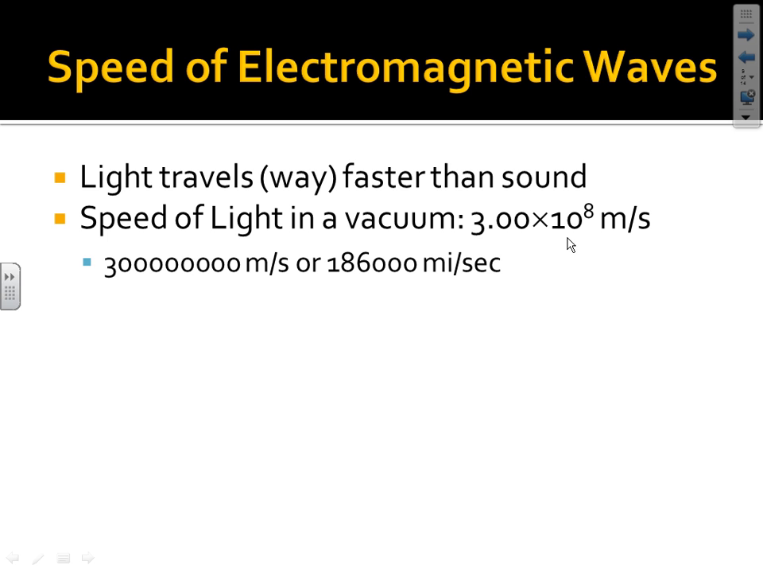So, 300 million meters every second. And that rate stays constant as long as it's in a vacuum. It's 3 with 8 zeros after, 300 million. Every second, remember, it's a second. Okay. We talked about that.